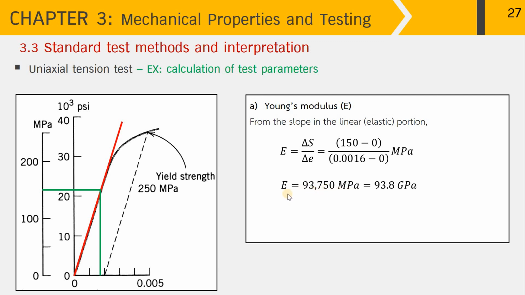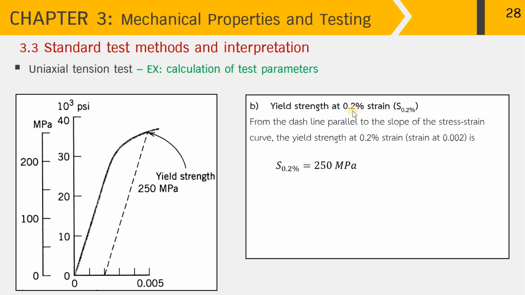93,750 megapascal. That's a huge number, so we have to change the unit from megapascal to gigapascal, as Young's modulus normally has a unit in gigapascal. So now we have 93.8 gigapascal as the answer.